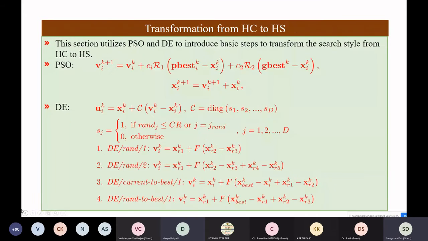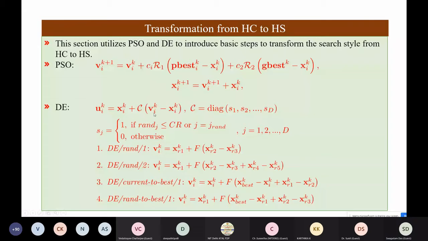Now coming to the transformation from HC to HS, let's once again look at the PSO and DE basic steps. This is the PSO and this is the DE. And C is basically, this is a very simple DE. We have avoided the scale factor. In case of a scale factor, if you have a scale factor, then C would be something different. So the final solution after crossover is this one.